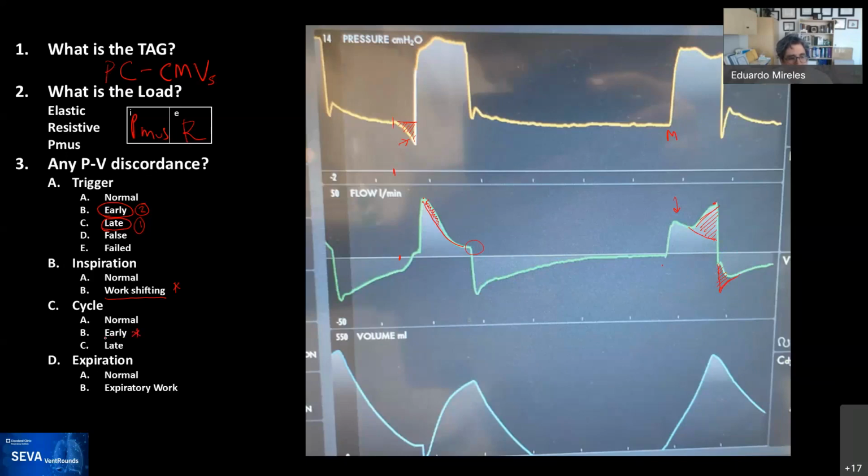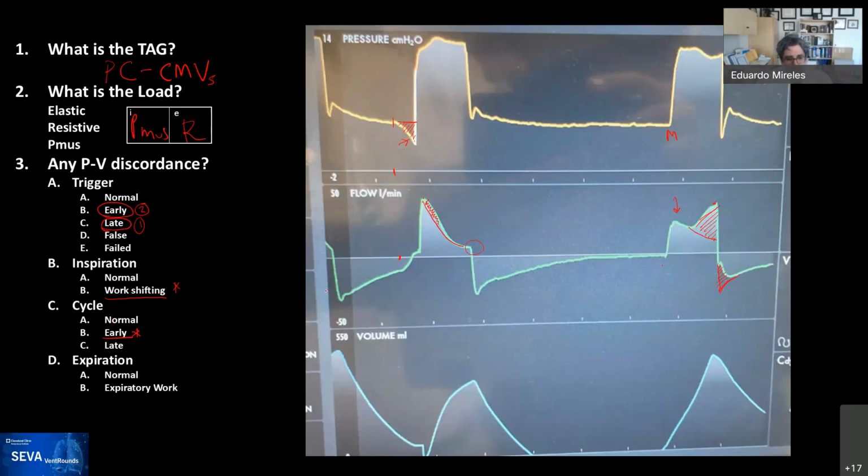And again, I'm going to put an asterisk. The reason I put an asterisk on these two is that the driver for this abnormality, for the work shifting and for the early cycle, is the early trigger. So we only classify one of them, because if you start classifying every single one of them, you end up with a melee of things. So in this case, with an early trigger, we expect there to be some work shifting, and it may come with or without an early cycle.